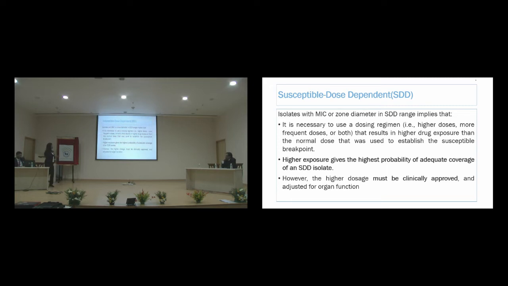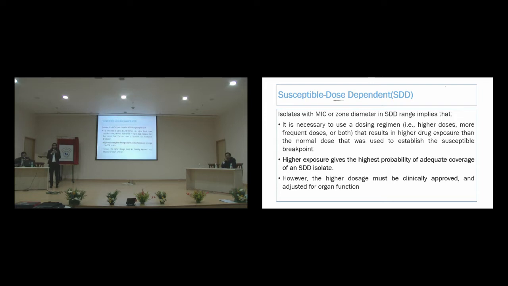So what is this susceptible dose dependent? Is it the same as the intermediate category, or is it different, or is it under the intermediate category? It is a type of intermediate. There were three categories: sensitive, intermediate, resistant. Under intermediate, CLSI has further added a terminology, susceptible dose dependent, where it is clear that if you increase the dose, a clinical outcome is recorded, or it is proven that with an increase in dose there is a clinical outcome.